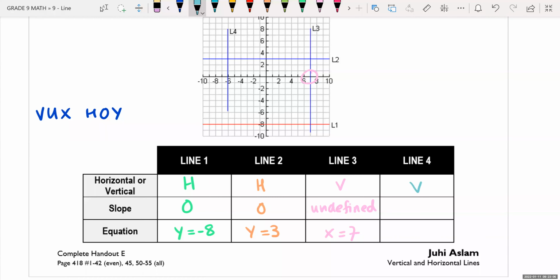It has what kind of slope? 0 or undefined? Yep, thanks, Javint. It's going to be undefined. And someone tell me what the equation is going to be. Figure out which axis it's going through and what number it's going through. Yep, thanks, Javin. Thanks, Nasheed. It's going to be x is equal to -6. And now you can very clearly see that every horizontal line has the HOY, H-O-Y, and every vertical line has the VOOCs, V-U-X. So the acronyms do work, but I didn't catch it in line 1 and 2. It's okay, we corrected our mistake.